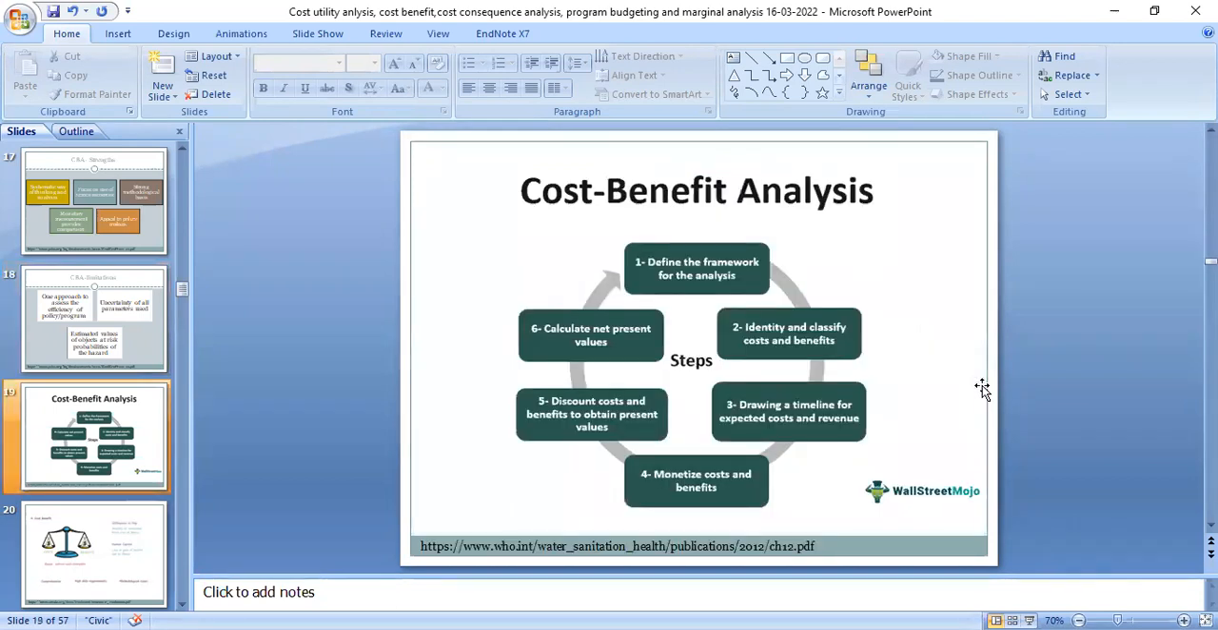Now, cost-benefit analysis, the steps for calculating it. The first step is to define the framework for the analysis, then identify and classify the costs and benefits, then draw a timeline for expected costs and revenue, then monetize the costs and benefits, then discount costs and benefits to obtain present values, then calculate net present values.